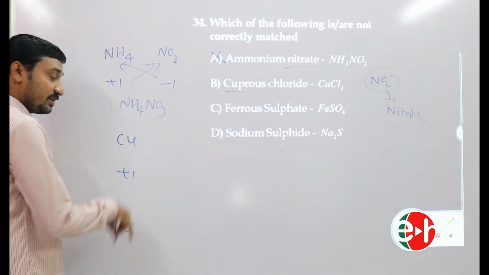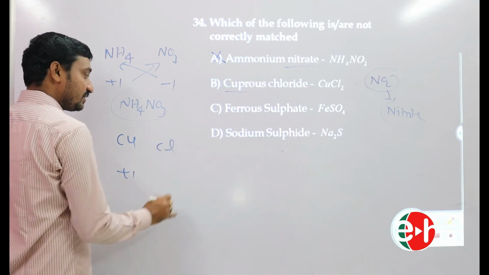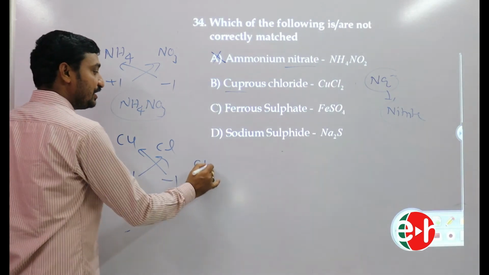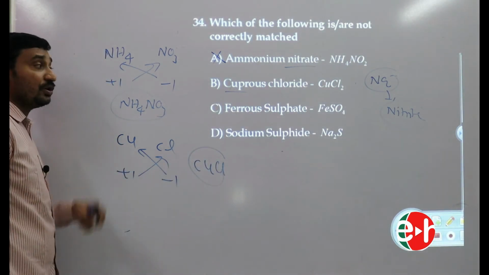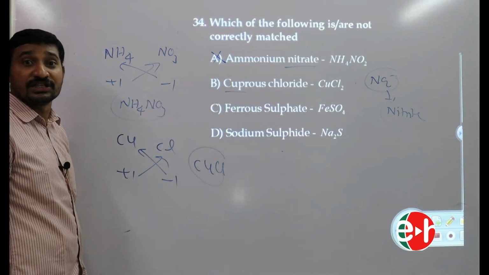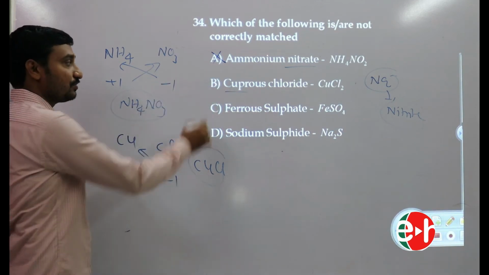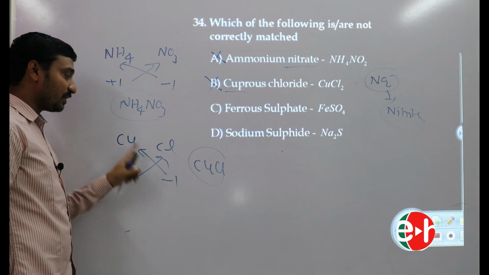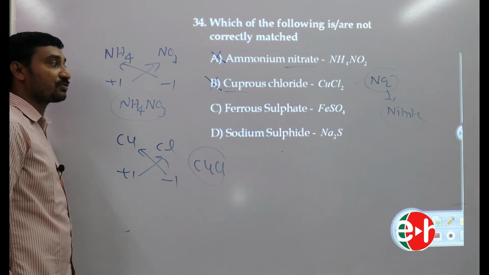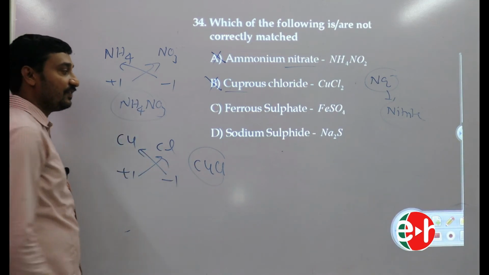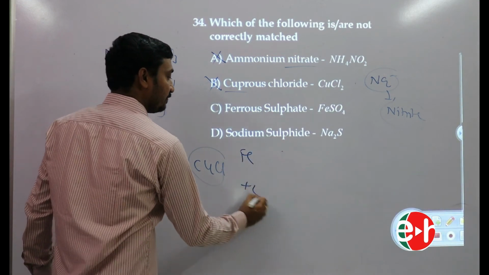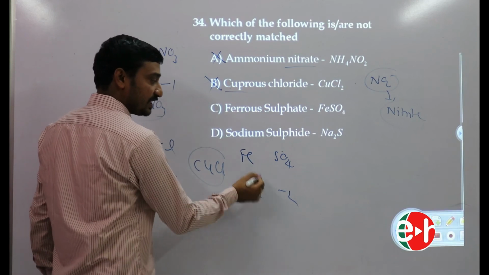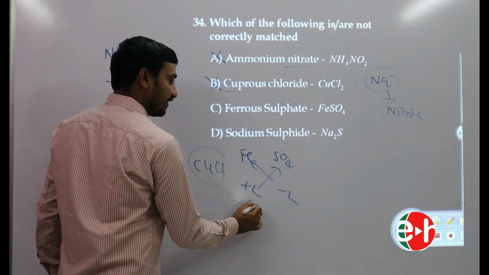Second one, cuprous chloride. Cuprous is plus 1, chloride Cl minus 1. Then cuprous chloride formula is CuCl. But they have given CuCl2, which is cupric chloride. So this is also wrong. Next one, ferrous sulfate. Ferrous is Fe plus 2, sulfate SO4 minus 2. Simplest ratio 1:1, so FeSO4.